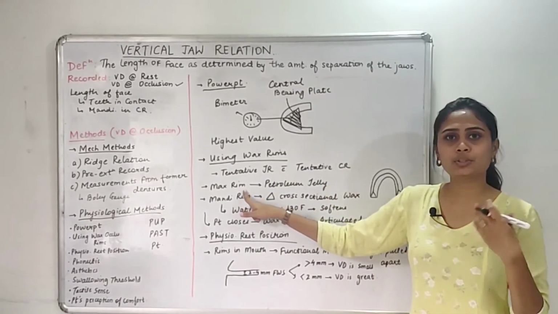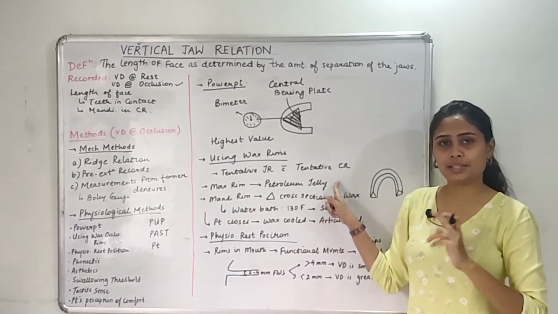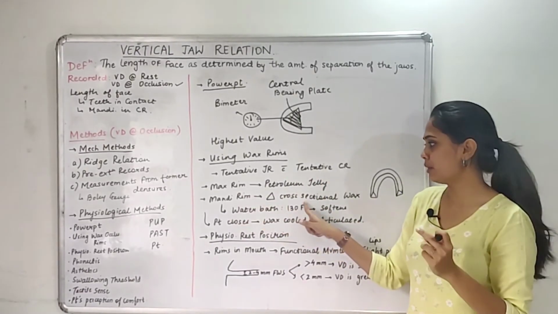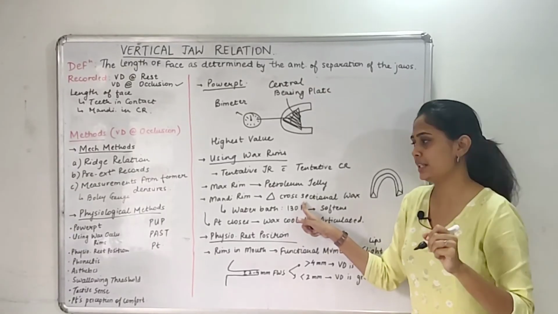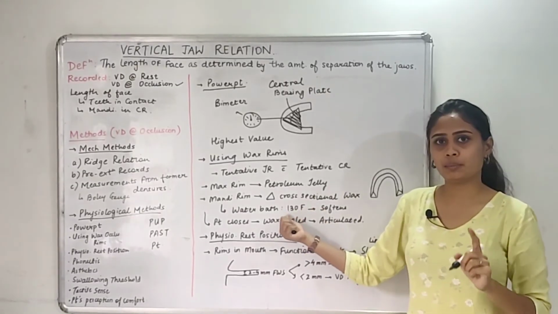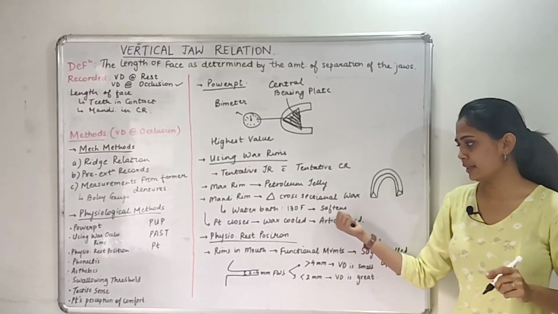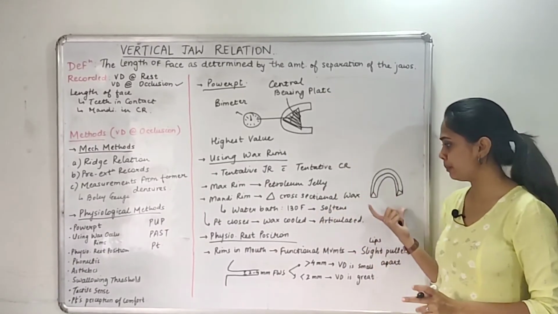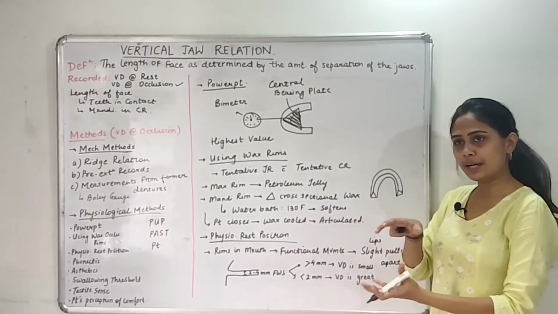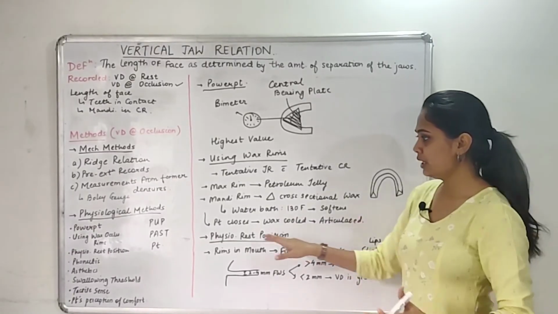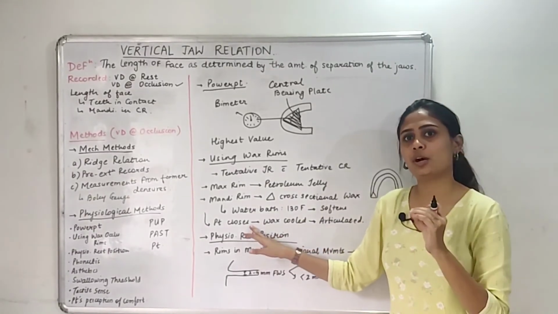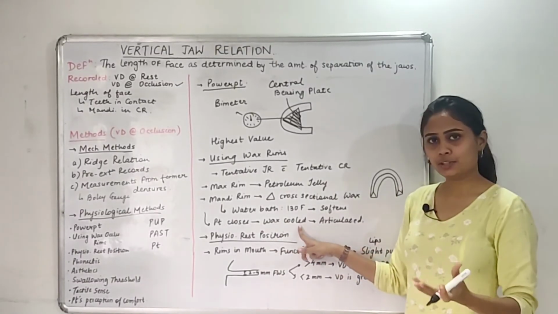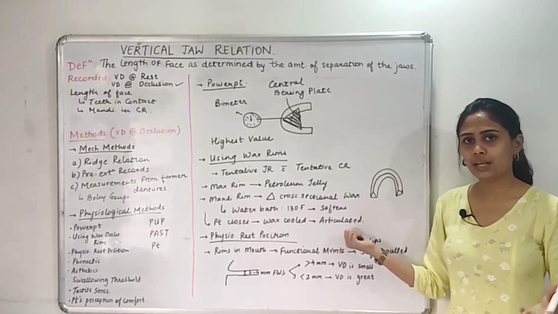The maxillary rim is coated with petroleum jelly and placed inside the mouth. In the mandibular rim, we add a certain amount of wax with a triangular cross section, which is softened in a water bath at 130 Fahrenheit. After that, with the softened wax, we place the mandibular rim with the maxillary rim inside the patient's mouth. The patient is asked to close and stop at a comfortable position. This is sealed, the wax is cooled, and the rims are articulated.